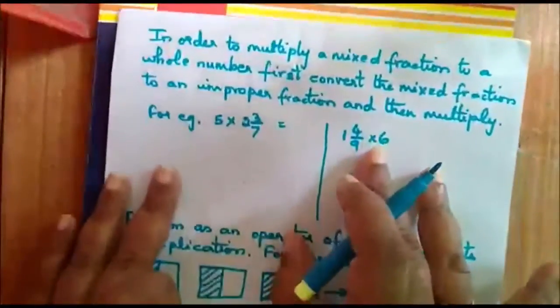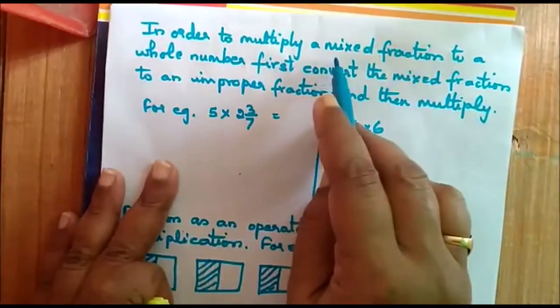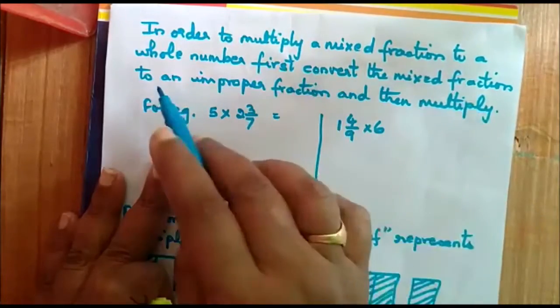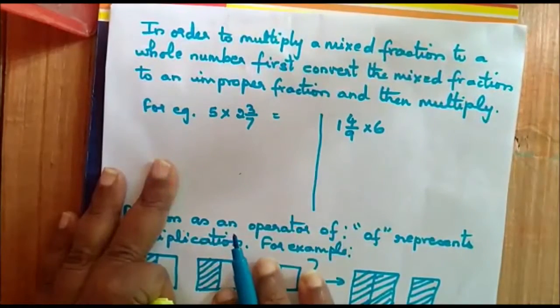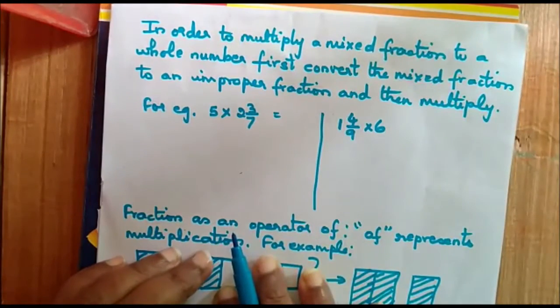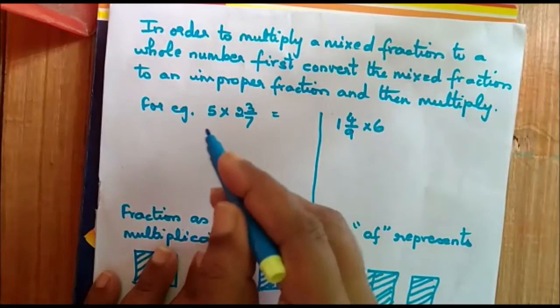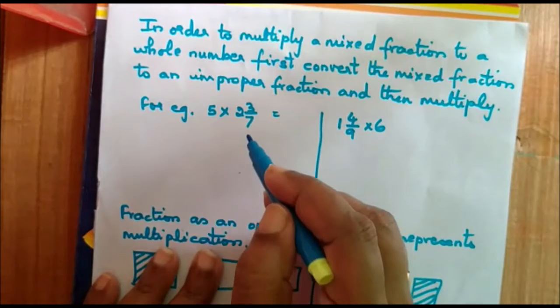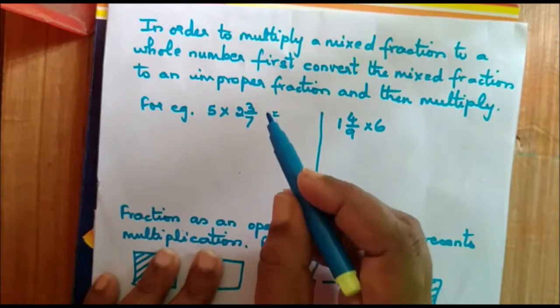Now, in order to multiply a mixed fraction with a whole number, first convert the mixed fraction into an improper fraction and then multiply. So far we were seeing multiplication of a whole number by a proper fraction. Now we will see multiplication of a whole number with a mixed fraction. What should you do in that? Convert the mixed fraction into an improper fraction and then multiply.